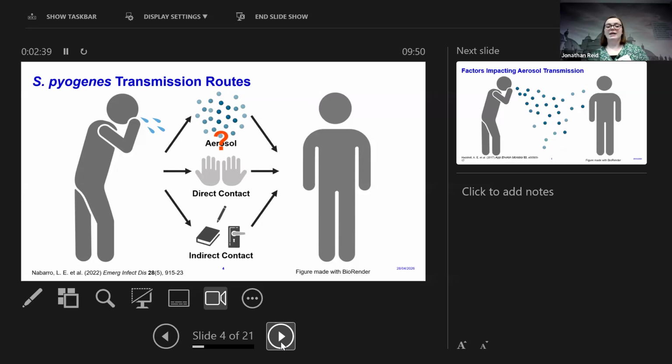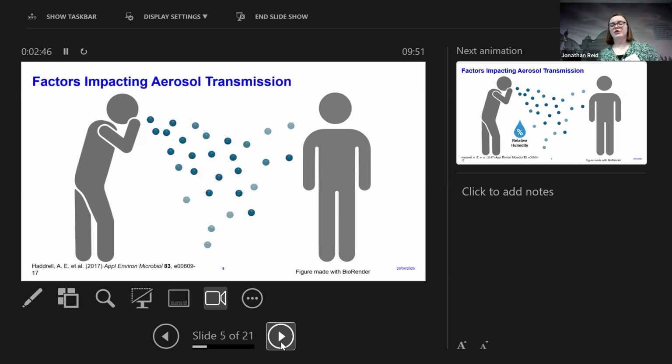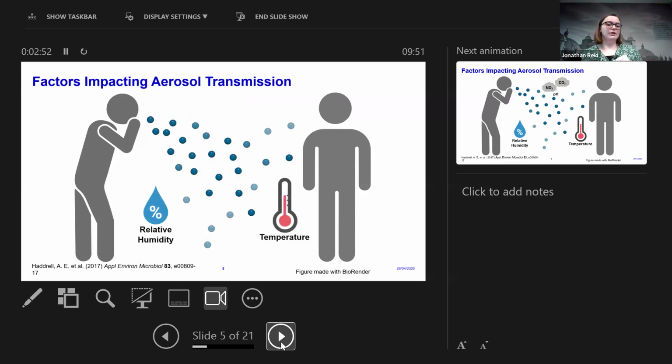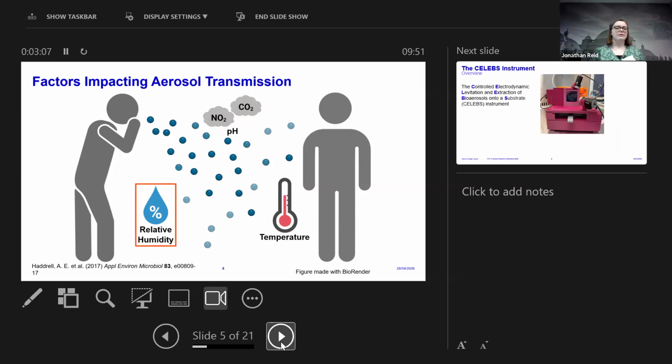We don't really know what affects the bacteria while it's aerosolized. So that's something I'm hoping to investigate. When we think about aerosol transmission, the key factors that can impact it, relative humidity is really important. Temperature, we know, is also really important, and there's also growing evidence that gas composition can impact the pH of droplets produced during respiratory events, and therefore also impact pathogens present within these respiratory droplets. As I said previously, my work currently is focused on relative humidity.